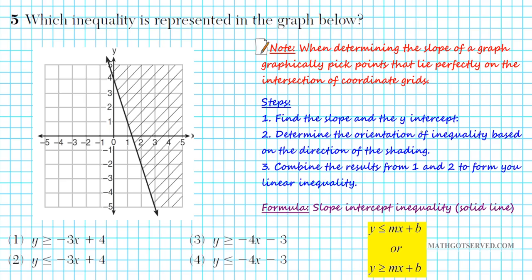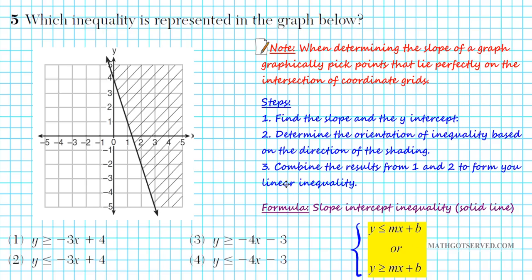Steps. First thing we'll do is we're going to find the slope and the y-intercept from the graph. Then we're going to determine the orientation of the inequality based on the direction of the shading. So you can see, is it shaded above or below? And then step 3, we're going to combine the results from 1 and 2 to form a linear inequality using one of these formulas right here. We're going to narrow it down to one. So we have M and B, just plug them in here. Pick the right one based on the shading, and you're done.